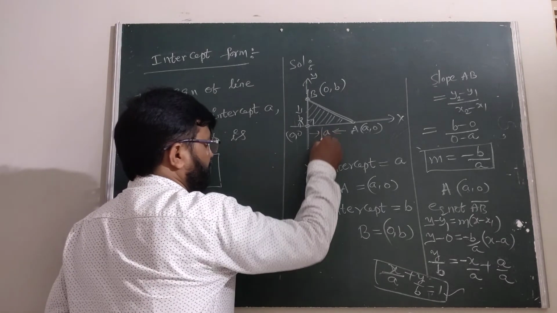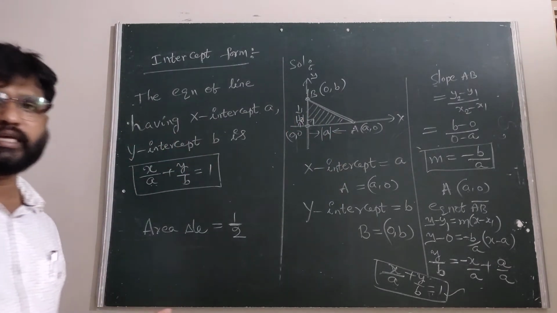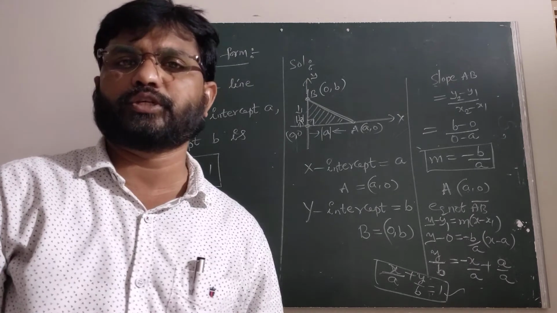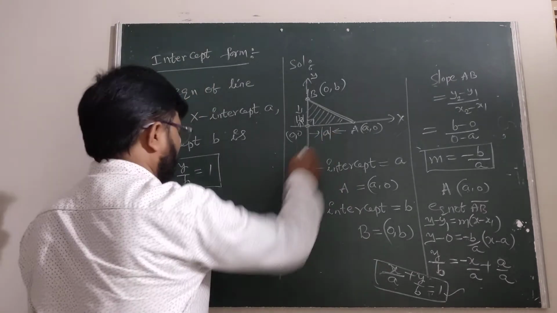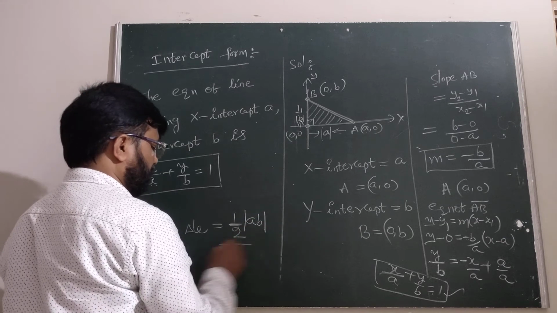This is always the base in modulus. Why are we taking the modulus? The lengths are always positive. Base is positive, mod A. This is mod B. We can write modulus of AB.